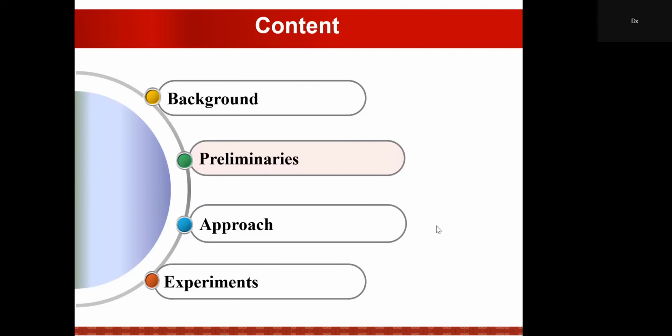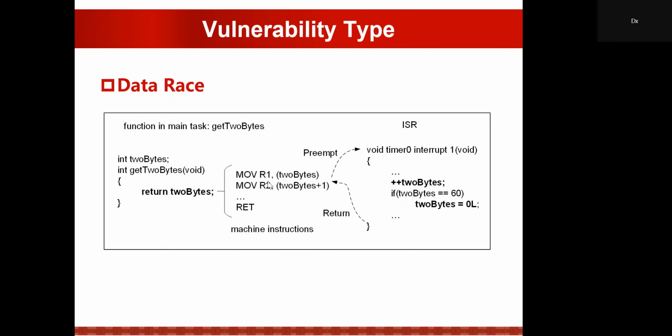Now I will introduce some preliminaries in our work. In IDPs, a data race occurs when two tasks with different priority ranks access the same memory address simultaneously, and at least one of them is a write. For example, when the main task is reading a global variable v, an ISR arrives and writes v. Then a data race occurs between the two events of v.